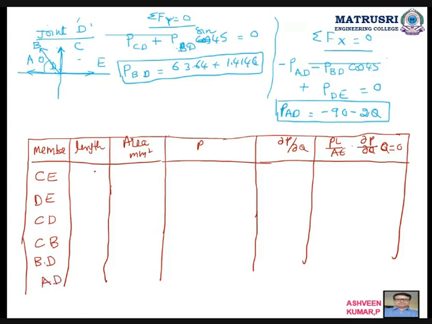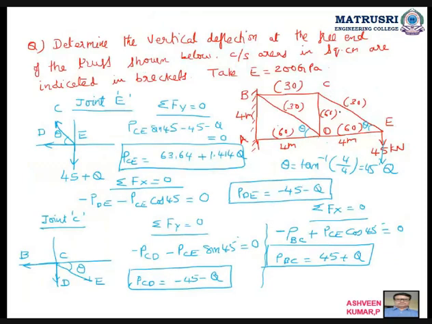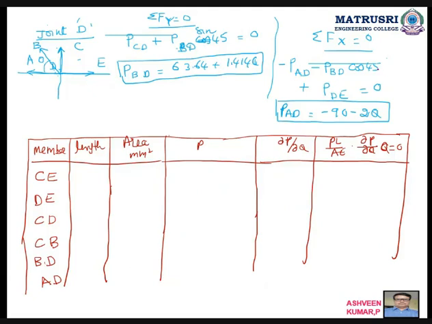So here, the length of CE. How are we going to get the length of CE? This is 4, this is 4. So using the Pythagoras theorem, 4 square plus 4 square, we get 5.6 meters. So I am writing that here.